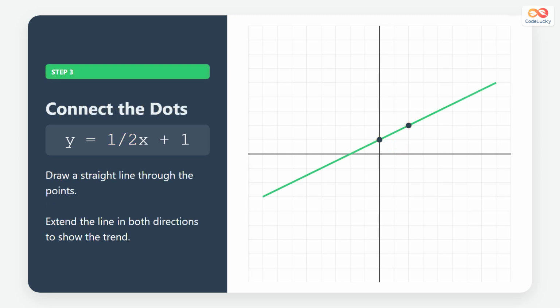Step 3 is the easiest part. Just draw a straight line through your 2 points. Extend the line in both directions with arrows to show that it goes on forever. And there you have it, the graph of the line.